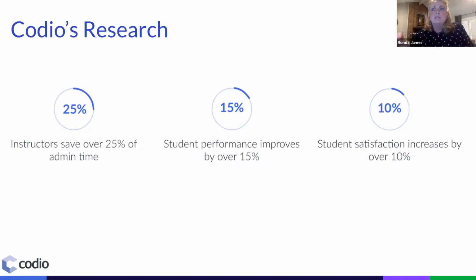And Codio's own research has shown, this was early research on that, Codio can save you 25% of your admin time. Your performance is going to improve by over 15%. And student satisfaction by over 10%. And I've argued about that one because I feel like it's probably a lot higher than that. But this is what you're looking for. You're looking for something that's efficient, that can save you time, that can help you achieve your learning outcomes, that the students are happier, and they're going to be engaged, and they're going to stick around, and their performance is going to improve.